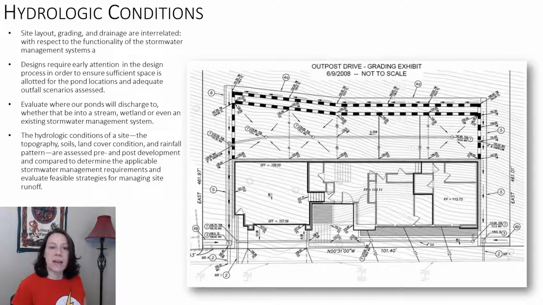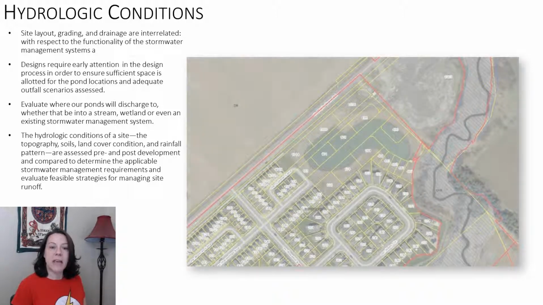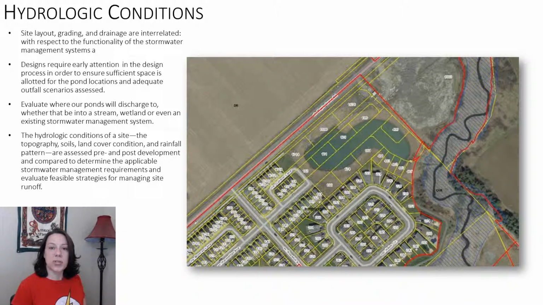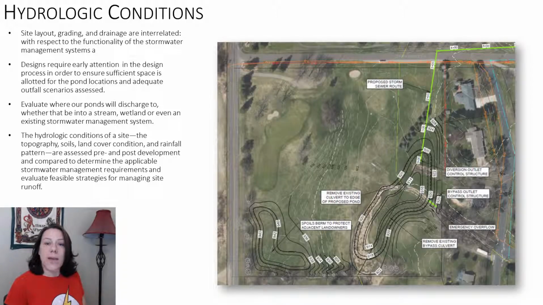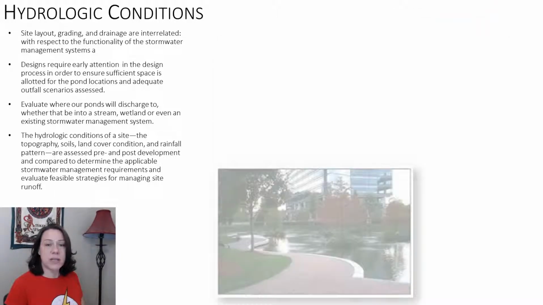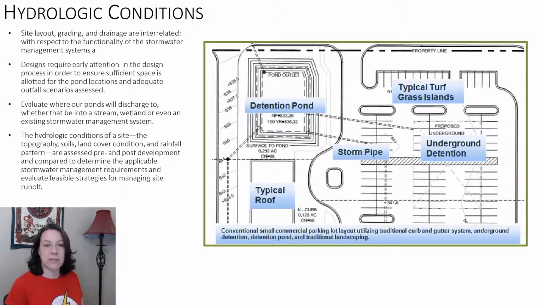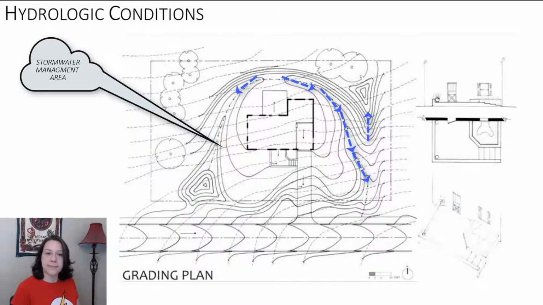Site layout, grading, and drainage are interrelated. Stormwater management systems are integral parts of a functional site and require early attention in order to ensure sufficient space is allotted for the pond locations and adequate outfall scenarios are assessed. We have to understand where the ponds will discharge to, whether that be into a stream, wetland, or even an existing stormwater management system. In order to develop a comprehensive stormwater management system, one that meets applicable jurisdictional guidelines for water quality and quantity, in addition to adhering to the developer's expectations and project goals, you must have a thorough understanding of the site's hydrologic conditions.